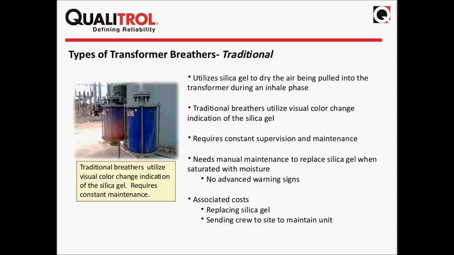So what happens is you have to go out to the transformer. You have to get rid of the silica gel. There's no way to regenerate this type of breather or silica gel. It requires constant supervision and maintenance. You have to replace it. There's no warning signs or alarms other than the visual indication. Somebody has to go out to the substation or the transformer, look and see if it changed from that orange color to that bluish-purple color.